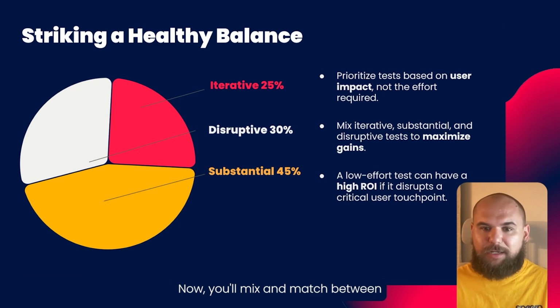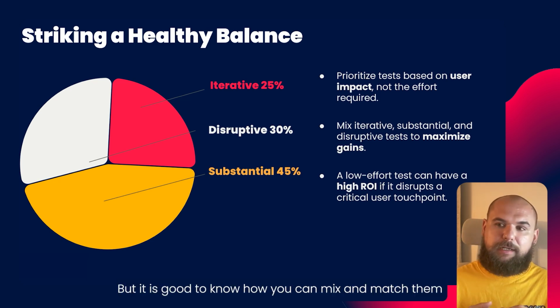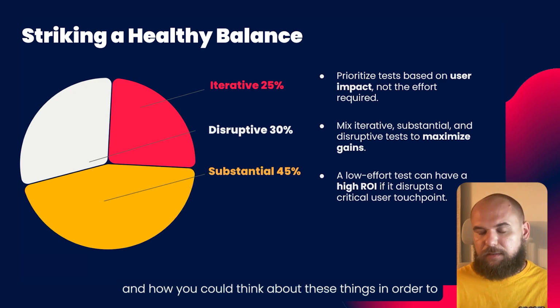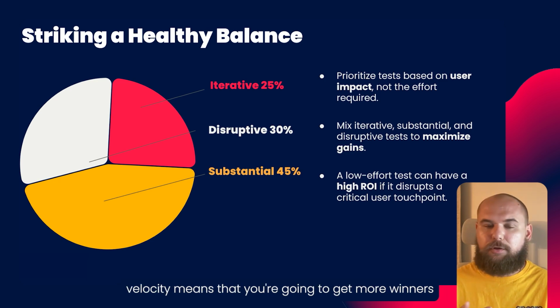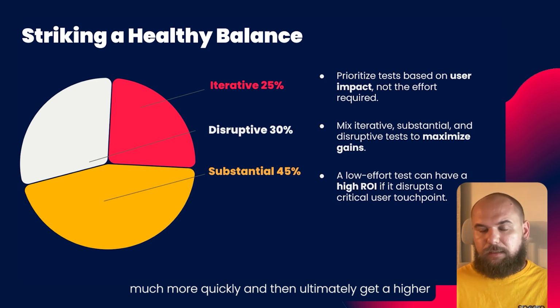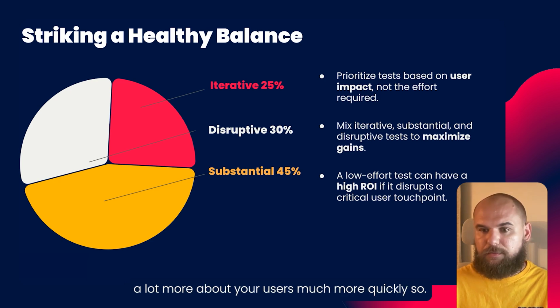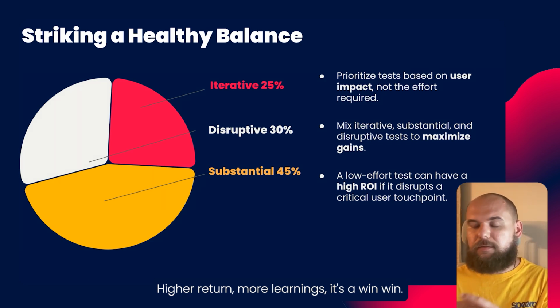Now, you'll mix and match between the effort and the actual impact, but it is good to know how you can mix and match them and how you could think about these things in order to maximize velocity for your program, because increased velocity means that you're going to get more winners much more quickly and then ultimately get a higher return on investment for the program and also learn a lot more about your users much more quickly. So higher return, more learnings, it's a win-win.